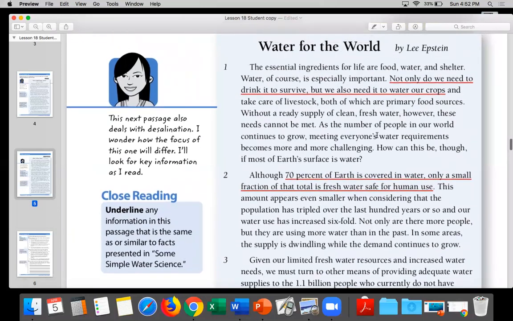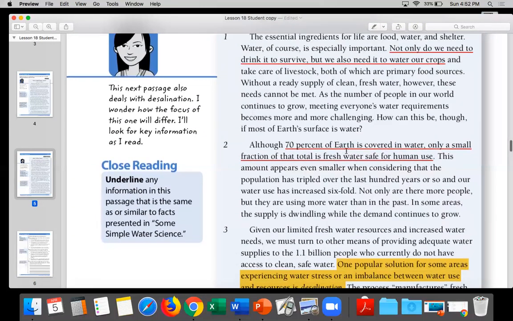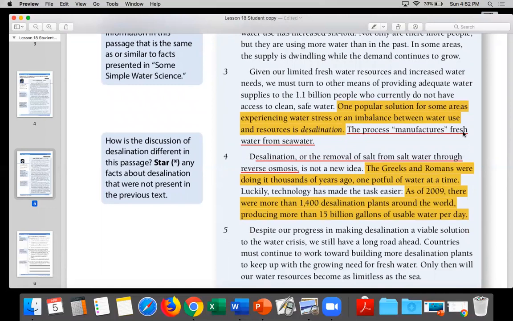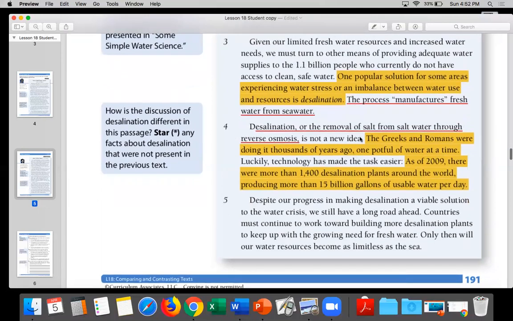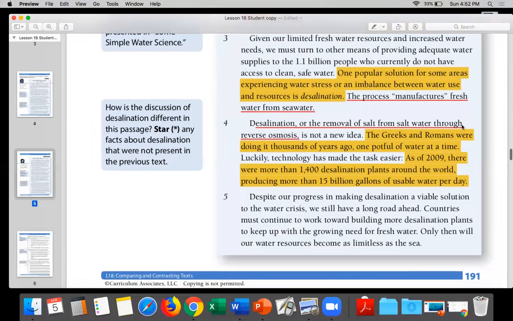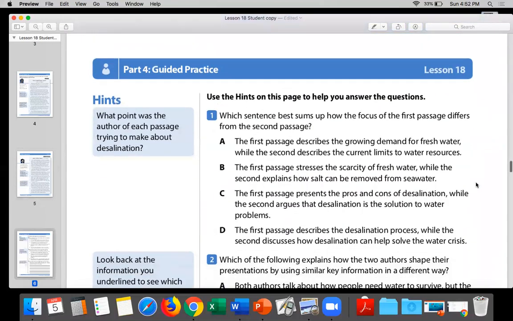So we need it to survive and to water our crops. 70% of the earth is covered in water. Only a very small part is safe for human use. Desalination produces fresh water from seawater. It removes the salt through reverse osmosis. Okay, both authors talk about how people need water to survive, but the second explains what will happen if water needs aren't met. It does not tell us in here what's going to happen if we don't have enough water, so that one's wrong.